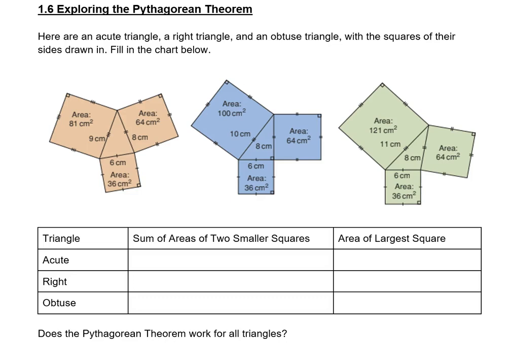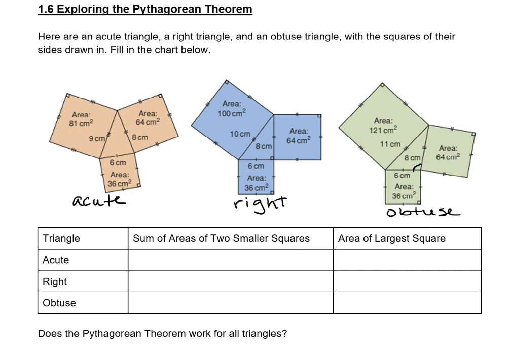Now we've used the Pythagorean theorem, we're going to play with it a little bit. So here we have an acute triangle. An acute triangle means that all the angles are less than 90 degrees. Here's a right triangle because it has one 90-degree angle, and here's an obtuse triangle because one of the angles is greater than 90 degrees right here.